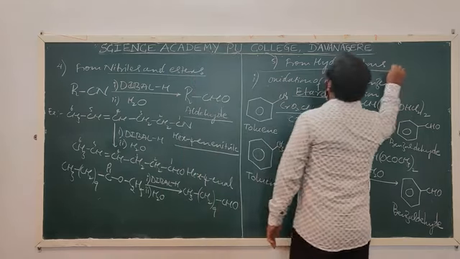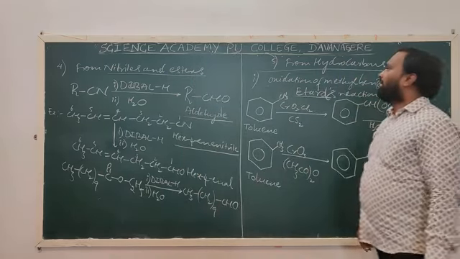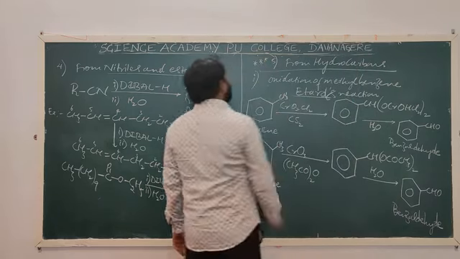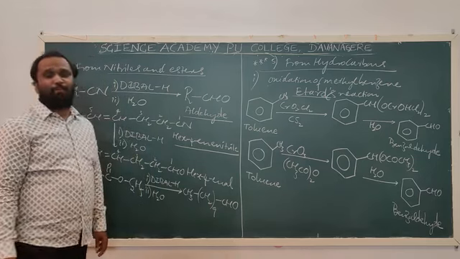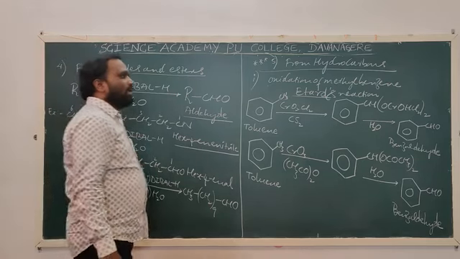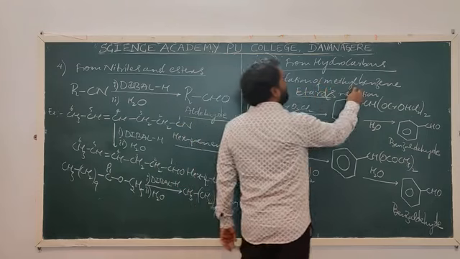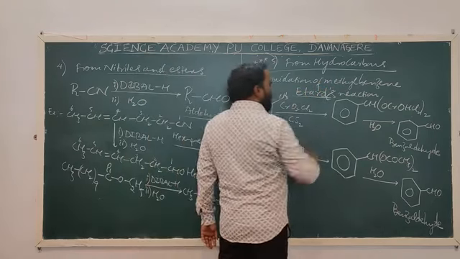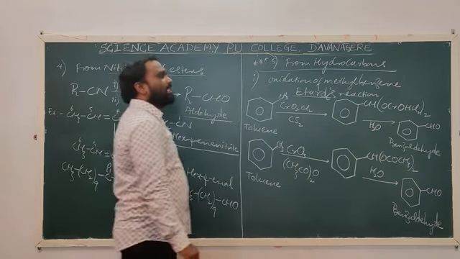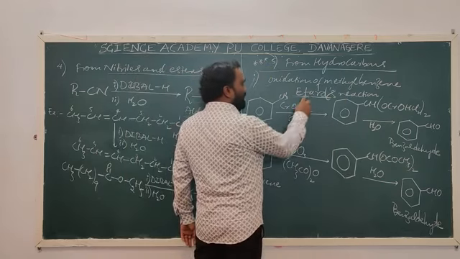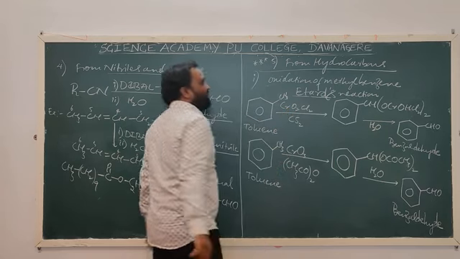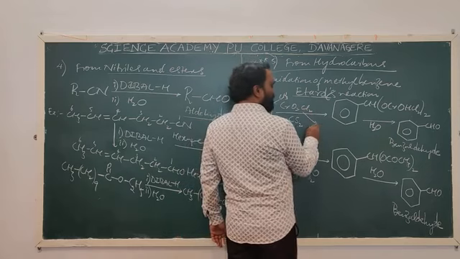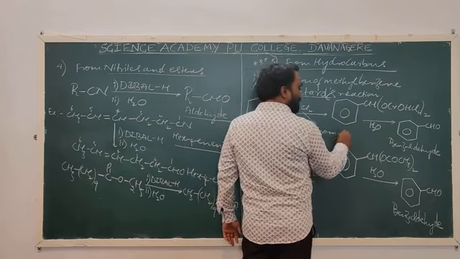So the next one is from hydrocarbons. This is very important. In this heading we come across two very important named reactions. The first one is oxidation of methyl benzene. In this we have Etard's reaction. In this Etard's reaction, the oxidizing agent used is CrO2Cl2. What is CrO2Cl2? This is called chromyl chloride.